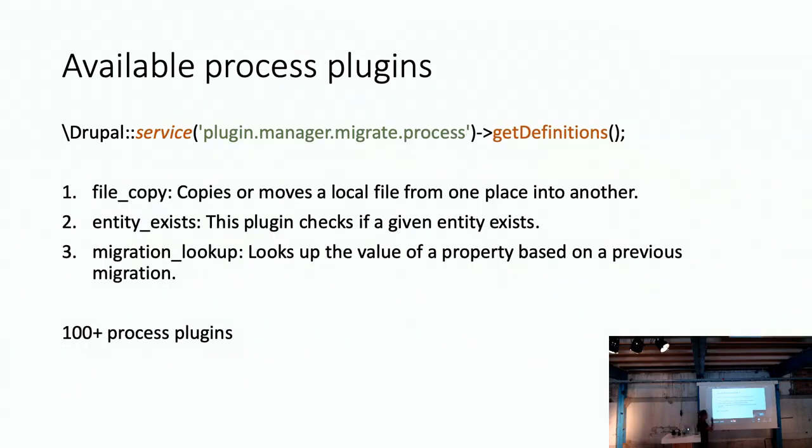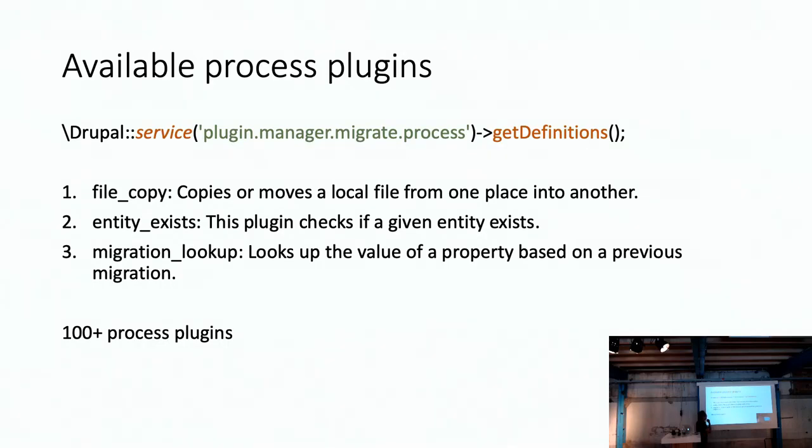You also have 100 plus process plugins. This is also surprising because I started with building my own process plugins until I found this definition list. The Drupal API docs also have a list of available plugins and some examples of how you can do it. But the best documentation to find about these process plugins is in the classes itself, in the class doc blocks. You have a process plugin like file_copy, where you can copy one file to another destination.